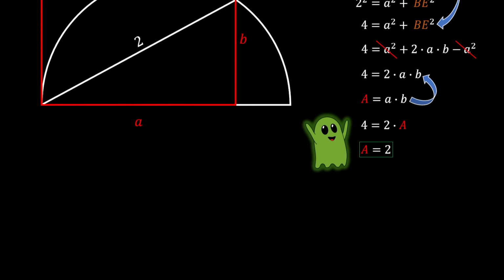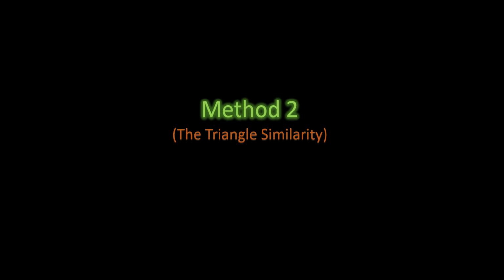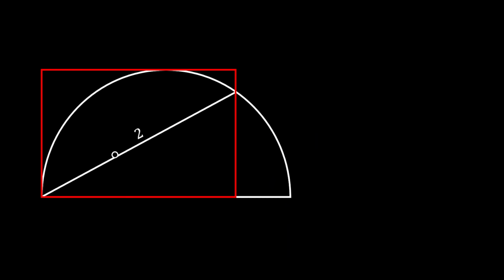Alright, let's do method number 2 now, the method of using the triangle similarity. For this method, we will again mark the center of our half circle as O, and then we will mark the endpoints of our chord as A and B. Let's also mark the bottom right corner of the rectangle as C and the bottom right corner of our half circle as D. Now let's say that the height of our rectangle is equal to B and the length of our rectangle is equal to A, just as in our previous method.